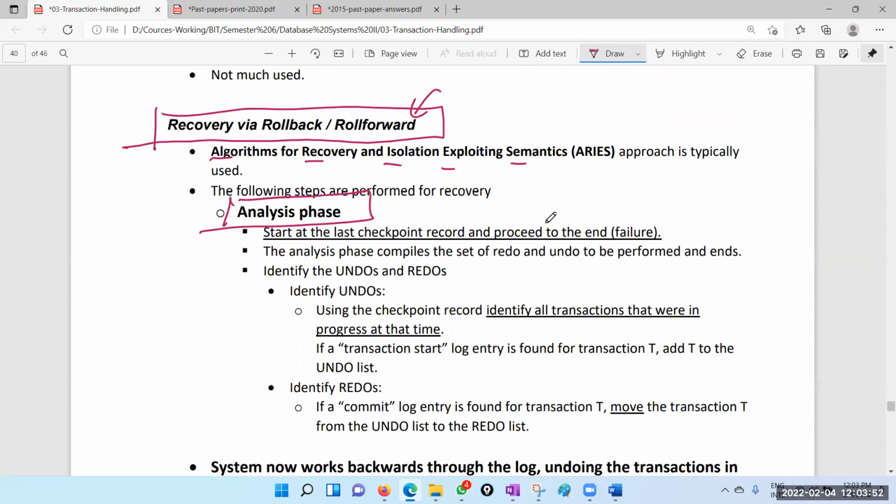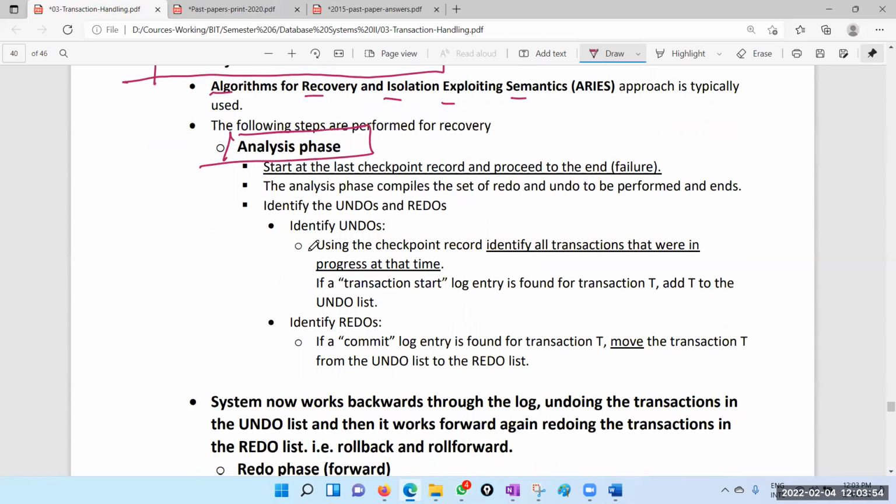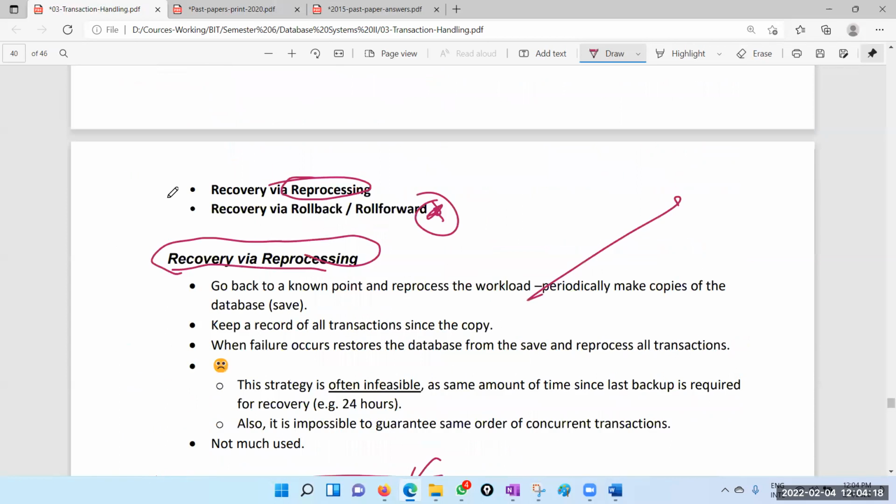Okay. So what is done in the analysis phase? We start at the last checkpoint. Remember where we have something called checkpoints or save points? From time to time we take a save point where we freeze the transactions, flush, and write a save point entry.